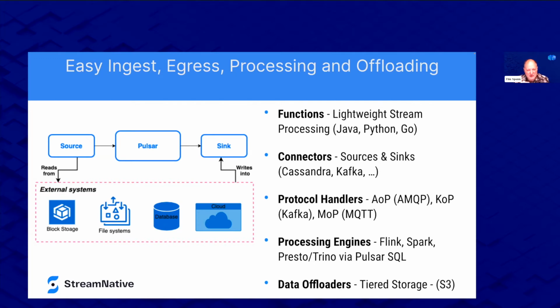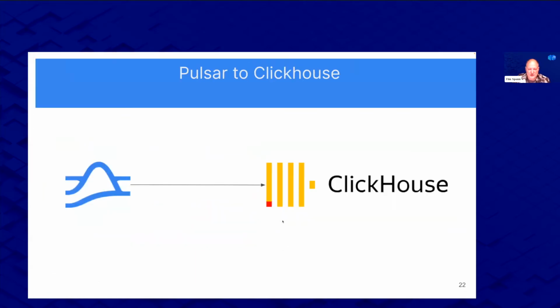Then finally, we'll talk about this a little bit in depth on functions. These are not to replace Spark or Flink, but let you do things like you would do in a database trigger, you know, routing, enrichment, maybe run some machine learning, a great way to get your activities done.